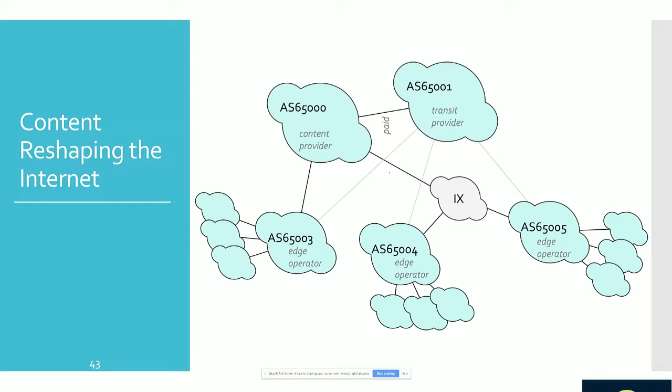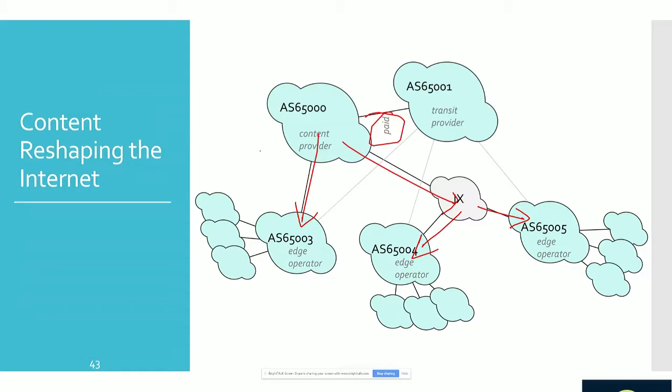Well, what has happened is that the content providers are actually now connecting directly to edge providers and to internet exchange points that in turn connect to local edge providers. So you can see immediately what's going to happen here is this paid link is going to reduce in importance and in the amount of money these transit providers are making.